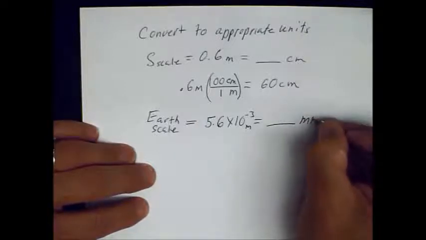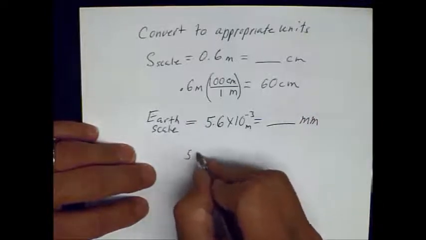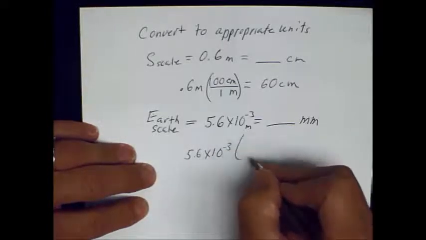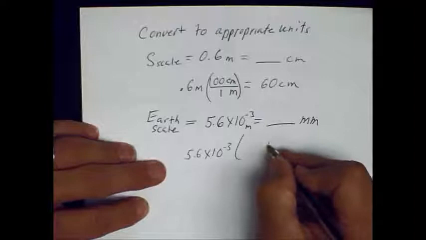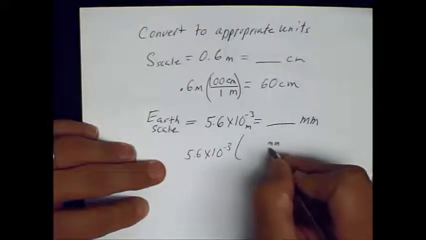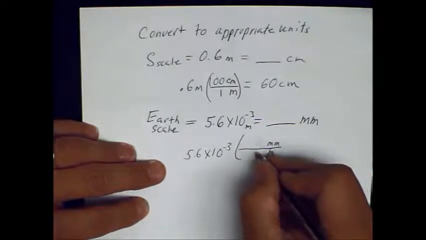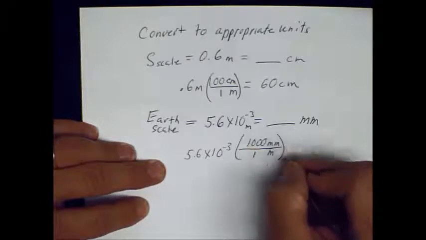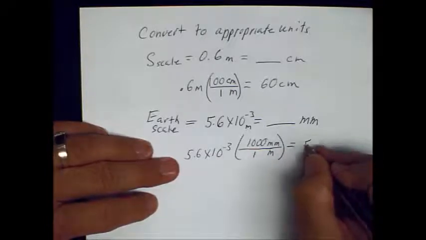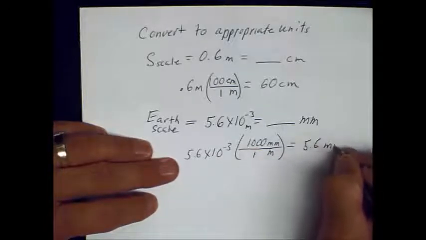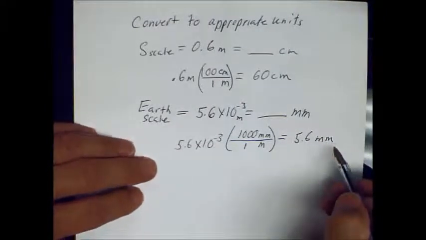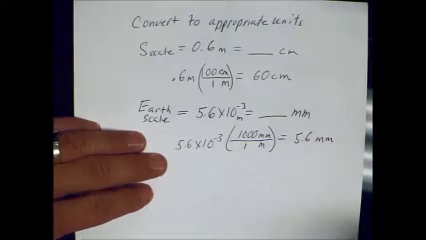millimeters here, right? So the way we convert that is 5.6 times 10 to the minus 3 times some conversion factor. We want millimeters in the top, and we've got meters in the bottom. So in 1 meter there are 1,000 millimeters, and so if we multiply that out, it's just 5.6 millimeters. Wow, wasn't that convenient? Okay, so now we have expressed our objects in appropriate units.